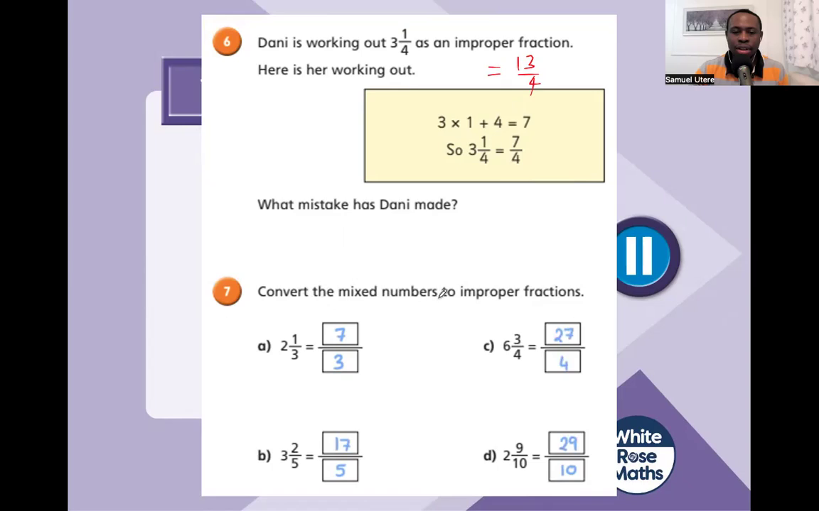Here you're asked to convert the mixed numbers to improper fractions. Very quickly, 2 times 3 is 6. 6 add 1 is 7. 7 over 3. Let's do this quickly. 4 times 6 is 24. 24 add 3 is 27 over 4. Very quickly, 5 times 3 is 15. 15 add 2 is 17. 17 over 5. 10 times 2 is 20. 20 plus 9, 29 over 10.